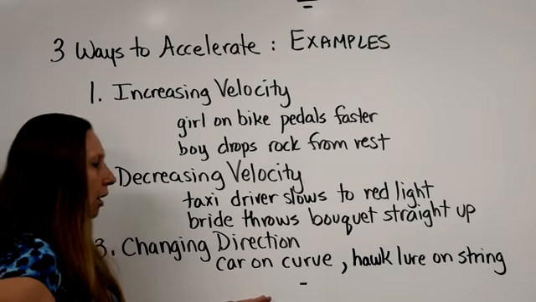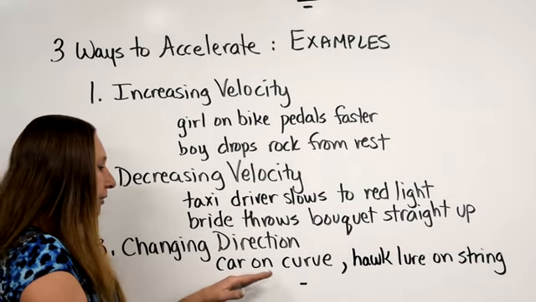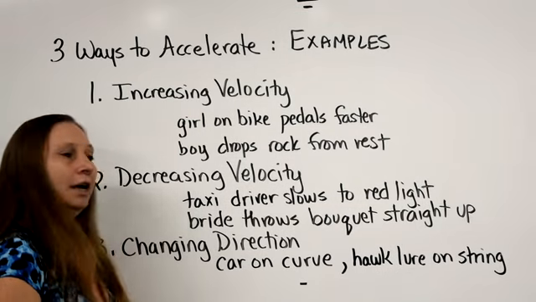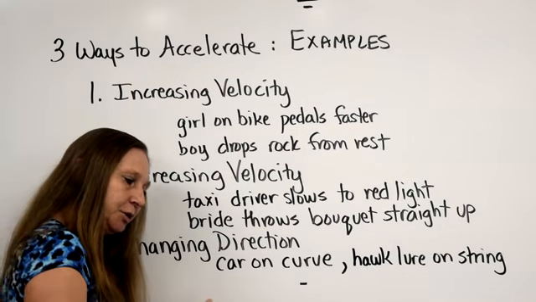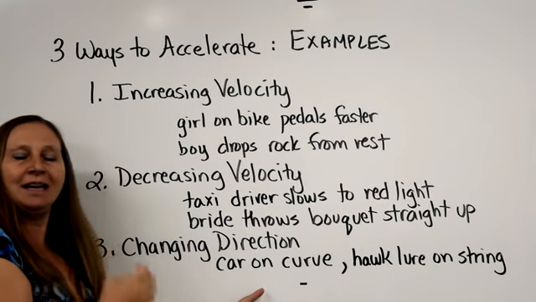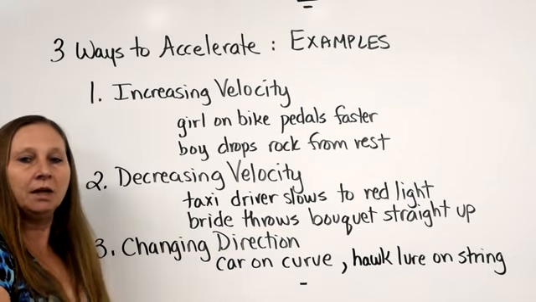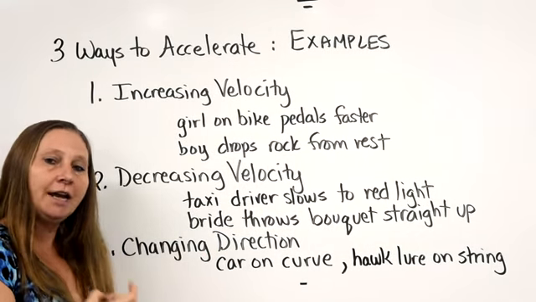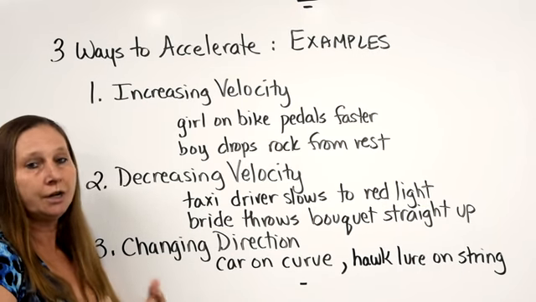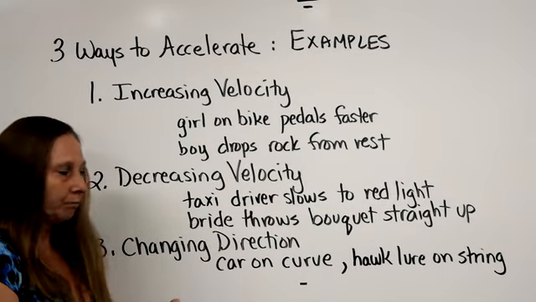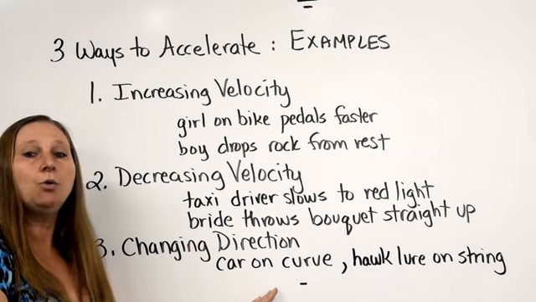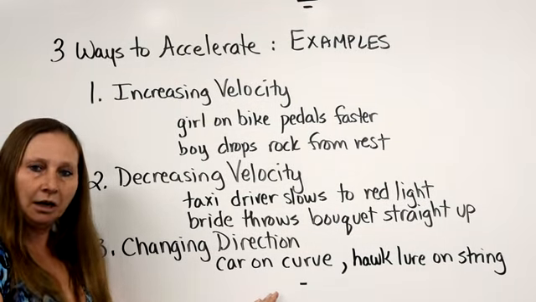A car on a curve, for example. Now the car could maintain a speed, if it's a very fast car, of 30 meters per second all the way around the curve. But the direction is constantly changing. And again, since acceleration is a change in velocity, and velocity consists of both a magnitude, which is a number, and a direction, that means that by changing the direction, you are changing the velocity. You are, by definition, accelerating.